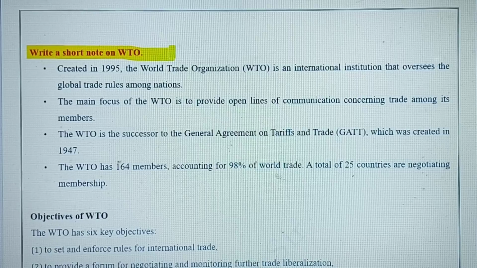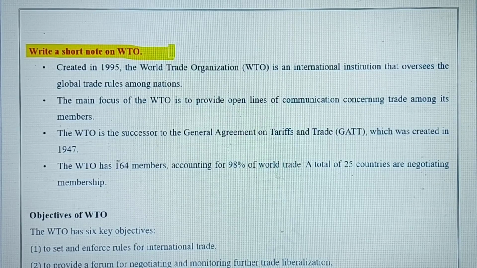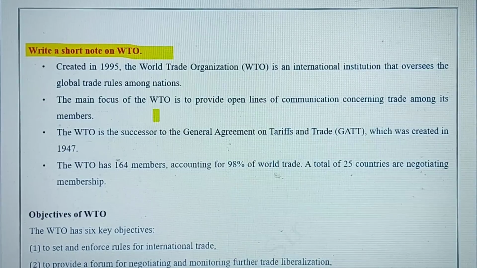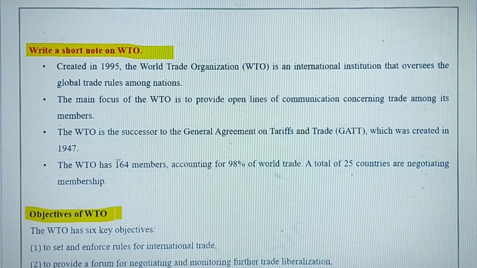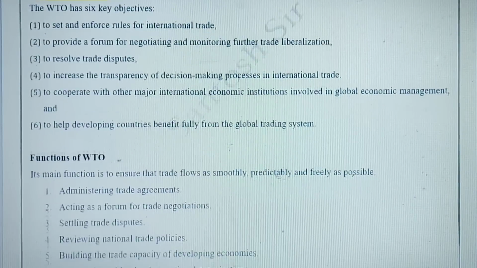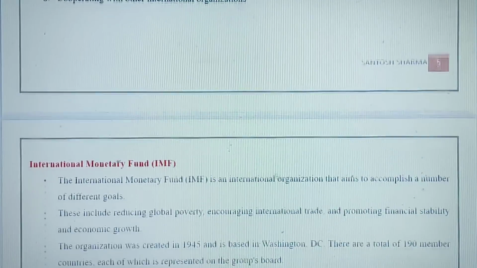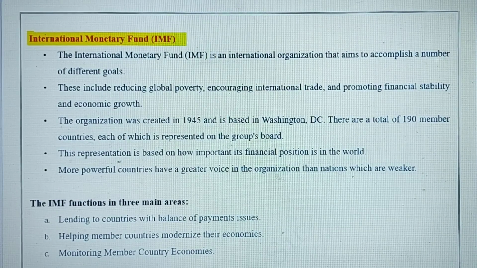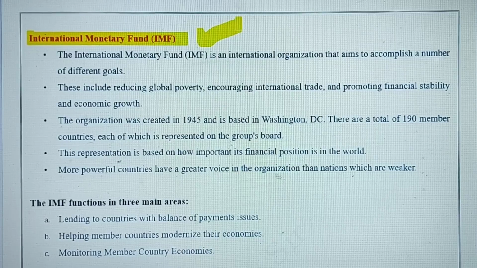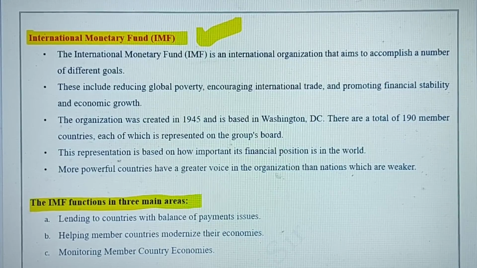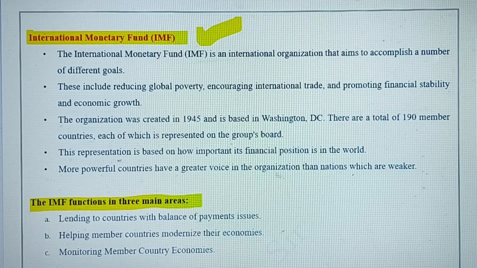Prepare on WTO, the World Trade Organization, which was basically created in 1995 to promote international trade, its main objectives and functions. All these functions you need to explain. Then you have the IMF, the International Monetary Fund. You can get it in short notes and even in the long questions of 10 marks. Again, its main functions and objectives. So these things you need to revise.